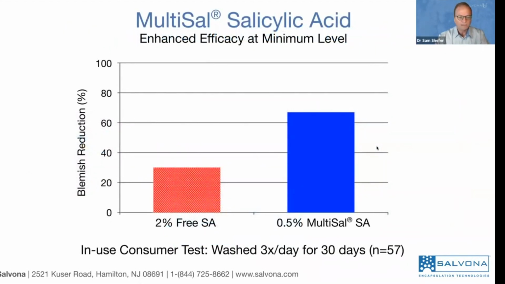What do we know about this? In the clinical studies, we measured the blemish reduction in percent from the beginning over 30 days. Consumers were asked to wash their face 3 times a day. We measured the reduction in the number of blemishes. You see with 2% salicylic acid, it reduced about 30%. This is our control. However, with the cosmetic level, 0.5%, it reduces more than twice.